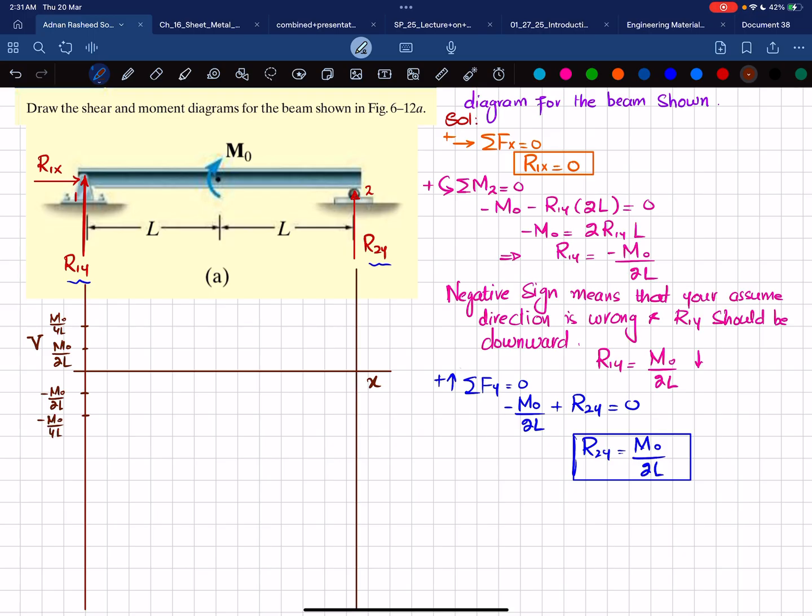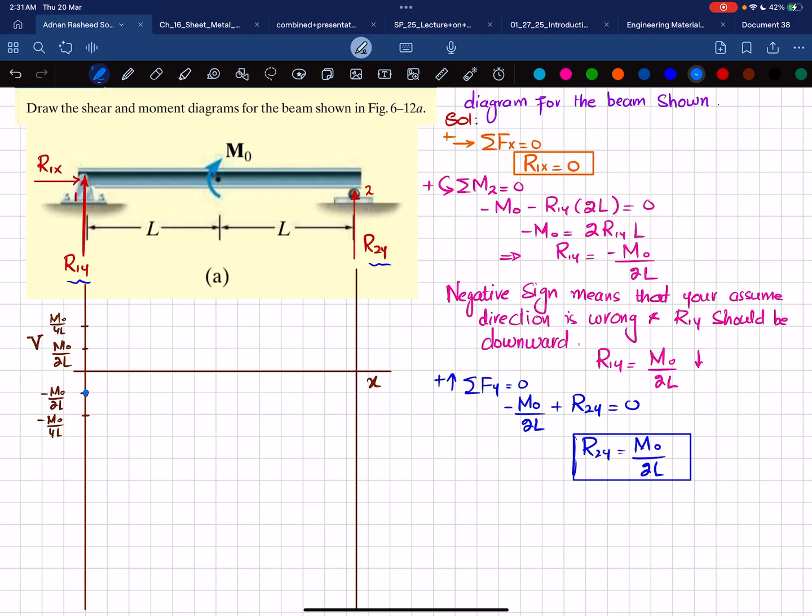Okay. Starting from the first point, you can see at this point you have R1Y, which was downward, and that is M0 over 2L. So what we can say is that this is your first point. Okay, let me choose a blue color. Okay, this will be your first point.